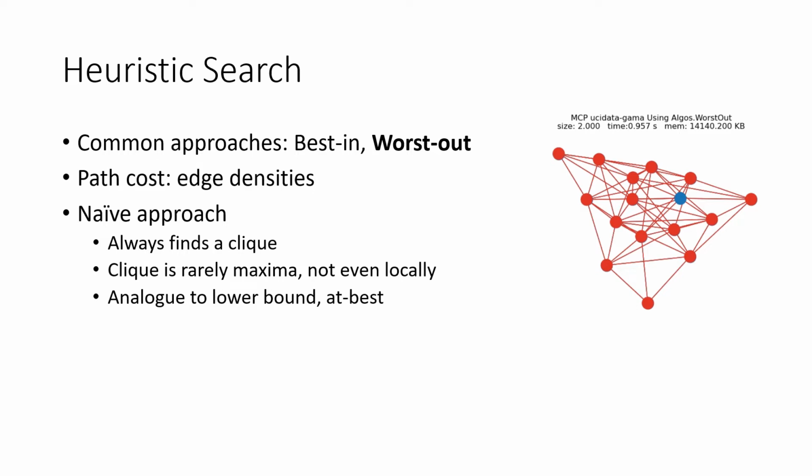To do this, I used the cost estimate, that is edge densities, so choosing the nodes with the smallest edge density to remove. This is probably a naive, fairly straightforward approach. While it will always find a clique, it is rarely going to find an optimal solution. And because of this, I really used it just as an analog to the lower bound when that wasn't available for data.